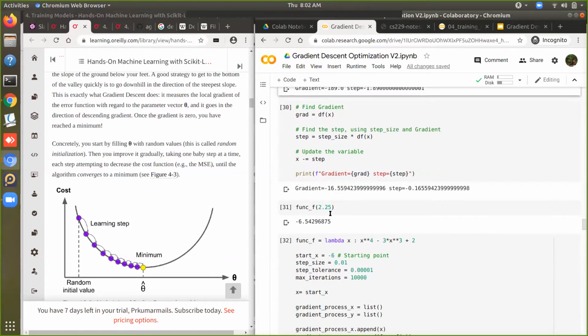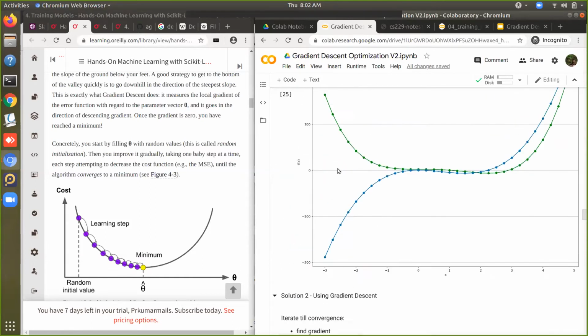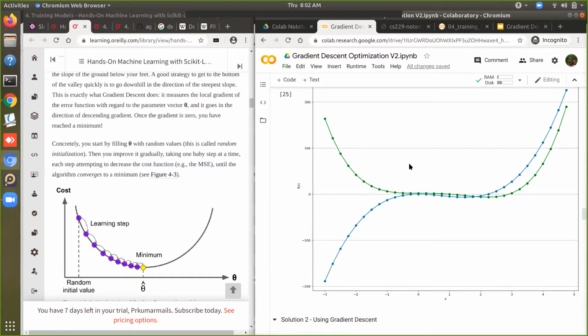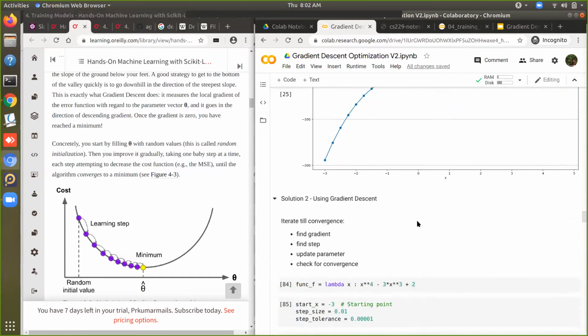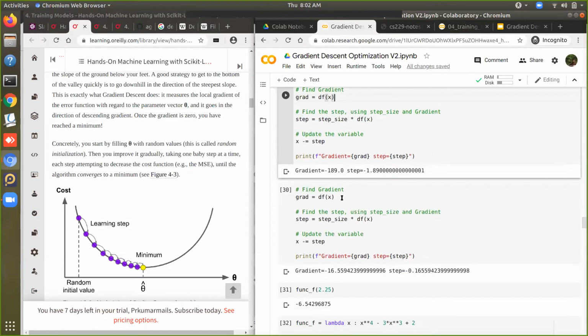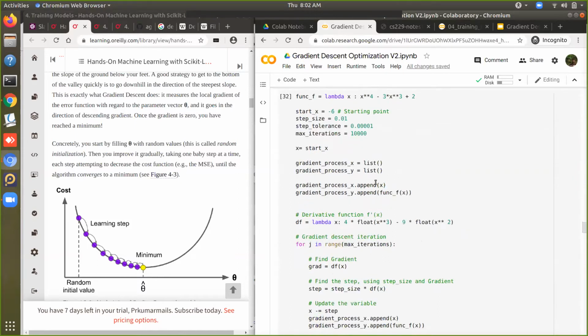Now at this point, on the original function, we have reached till minus 6.5. So this is not the actual minimum. The actual minimum lies around 2.25, I guess. Okay. So we will do it iteratively in a program.